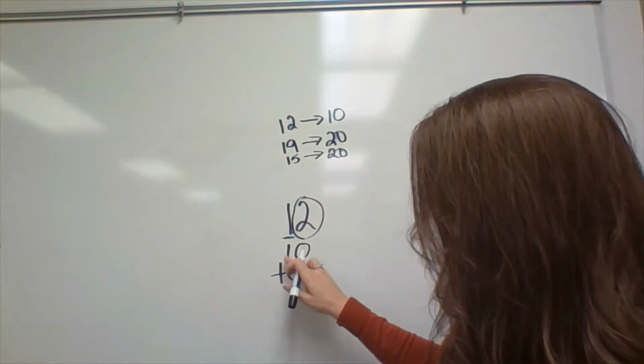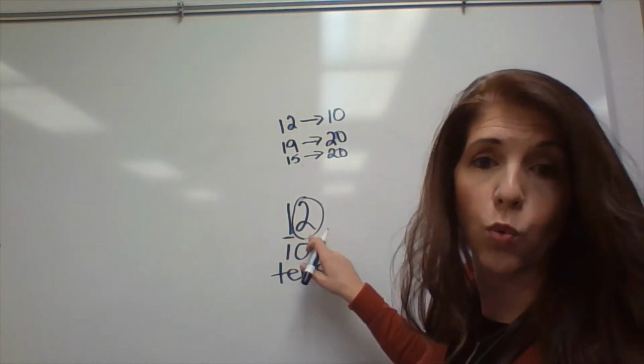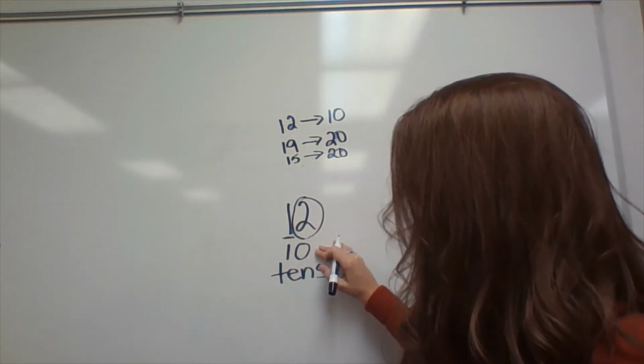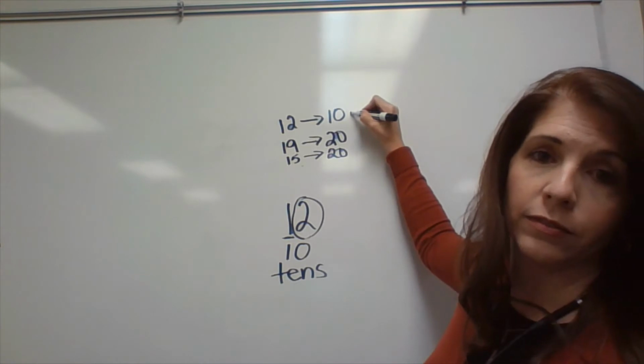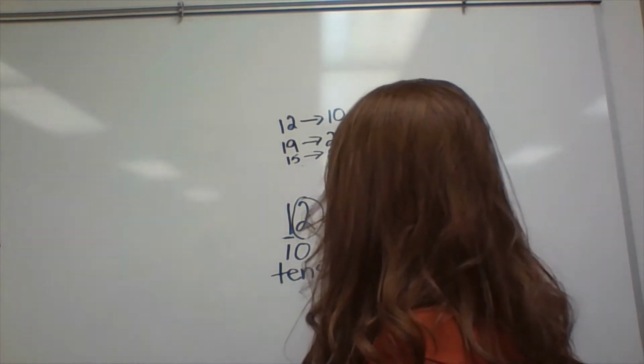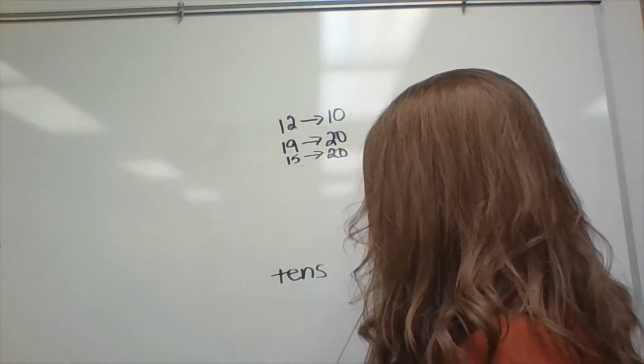So I wind up seeing that if I round the number 12 to the nearest tens place, I get the number 10, just like I did on the number line. Okay, let's try the next one. Let's do the number 19.